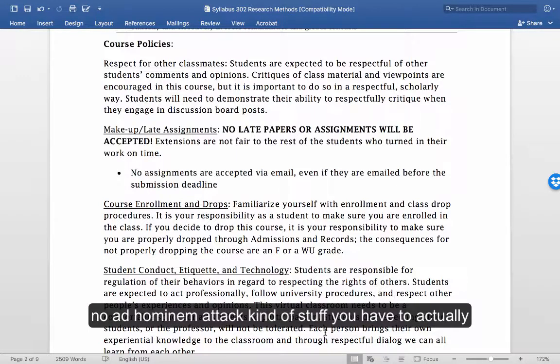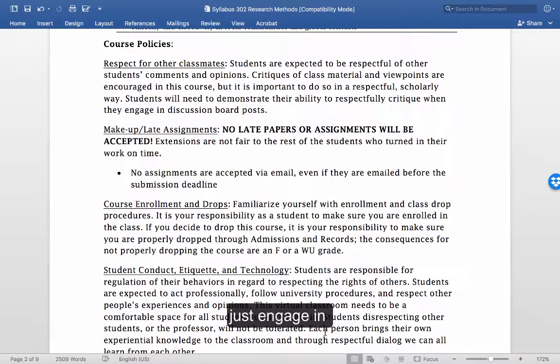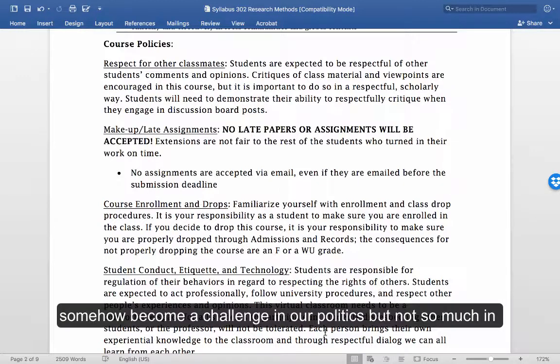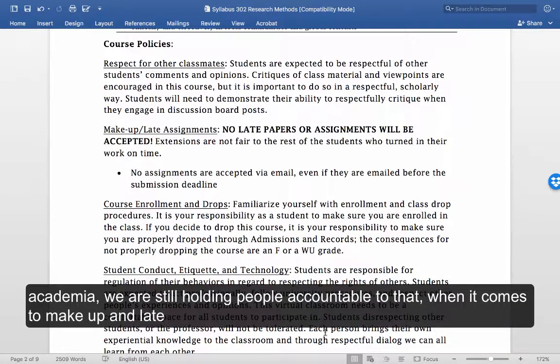Like you have to actually just engage in discussion in a relevant adult manner, which has now somehow become a challenge in our politics, but not so much in academia. We're still holding people accountable to that.